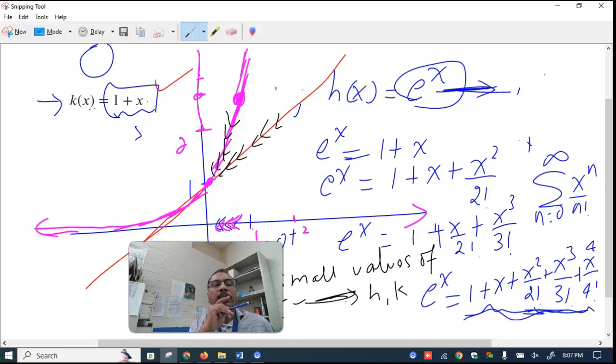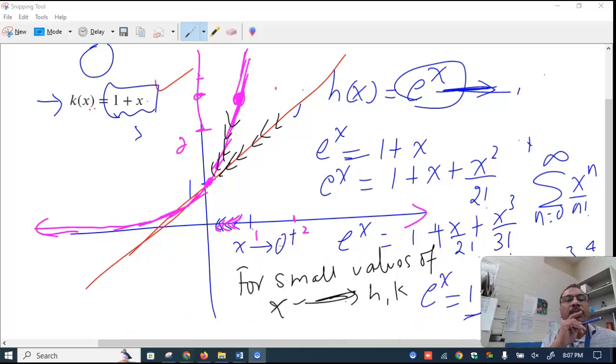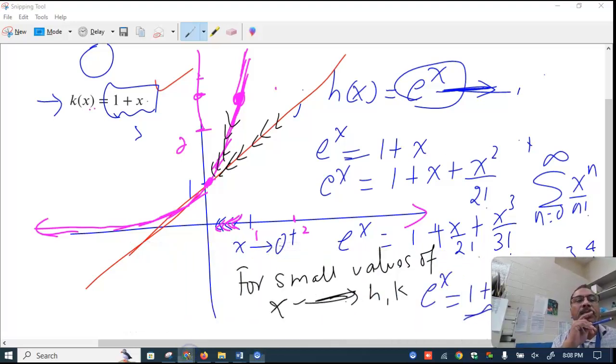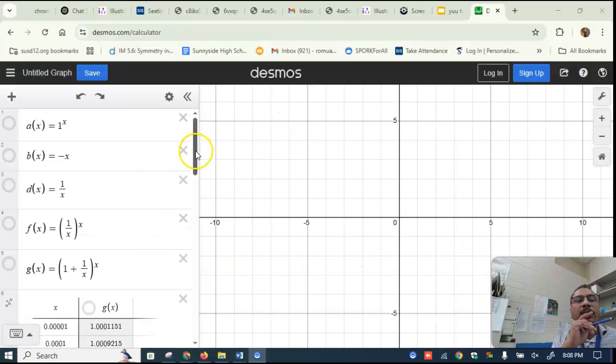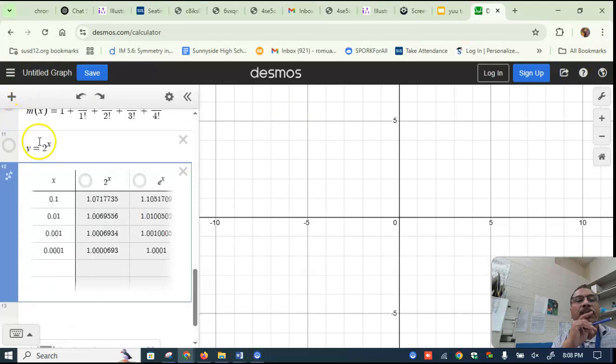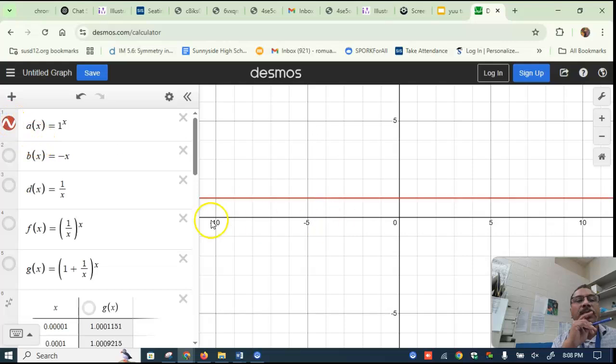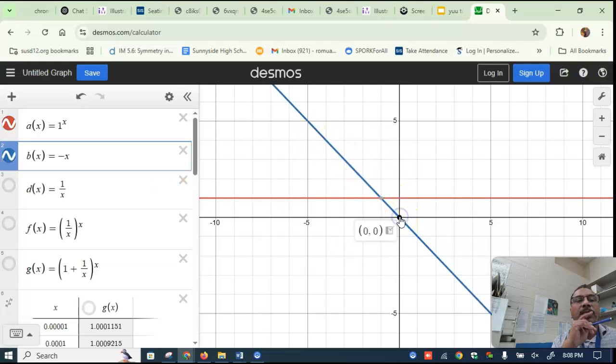I'll just go check the Desmos and see what we did. The first one was a raised to x, and if I click here, you see the number line. That's the first one. The second one was this one going through this, so you can see clearly.